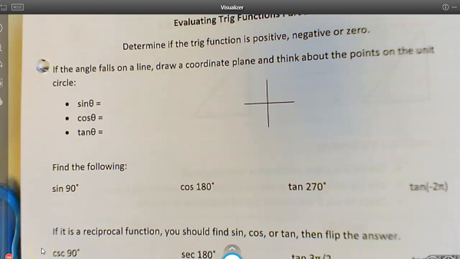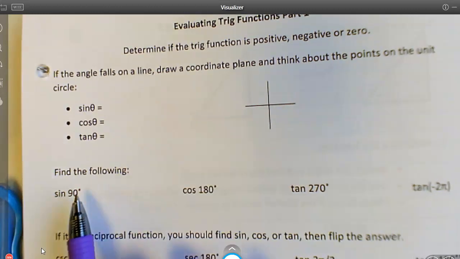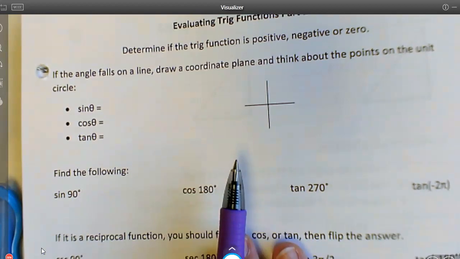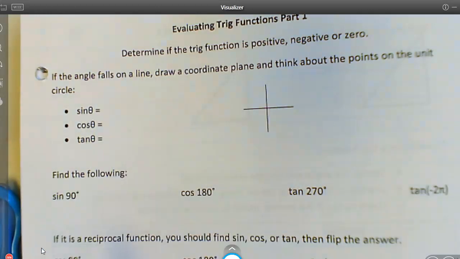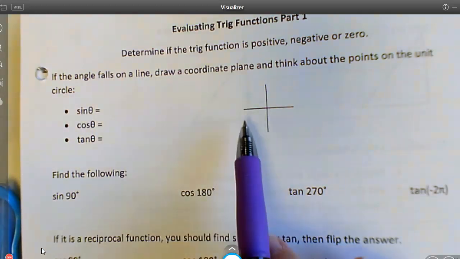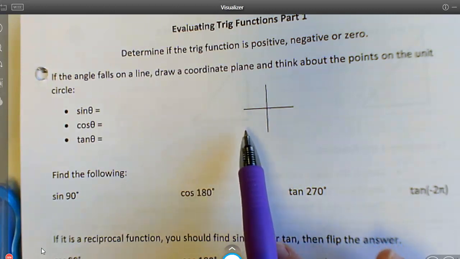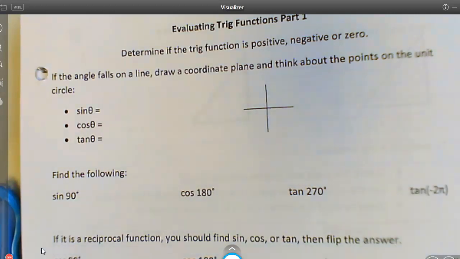So basically what you're doing is you're trying to figure out what sine of an angle means, or what cosine of an angle means, or whatever. We've been using the calculator to find it, but what does it actually mean? That's what we're going to be doing. So first of all, whenever you have sine of an angle like 90, 180, 270, 360, when it falls on a line, you're going to think about the coordinate plane and where that angle would fall, and then you're going to think about the unit circle.